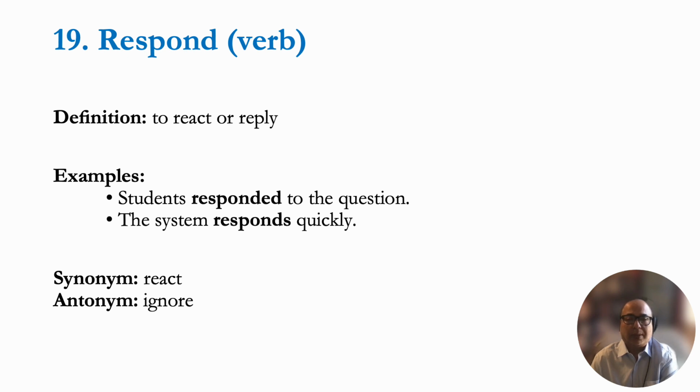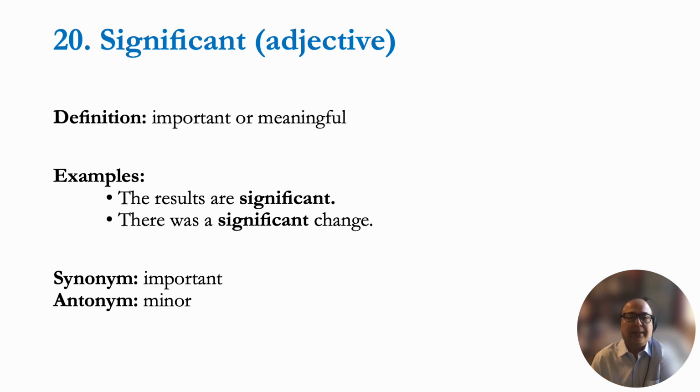Wow, we have come this far. We completed 19 words. There's one last word left, and it is significant. It's an adjective. Okay? And I think it's significant that you have almost completed the lesson with just a few more steps left. Significant means important or meaningful. The results are significant. There was a significant change, very important, meaningful change. A synonym is important, antonym is minor.